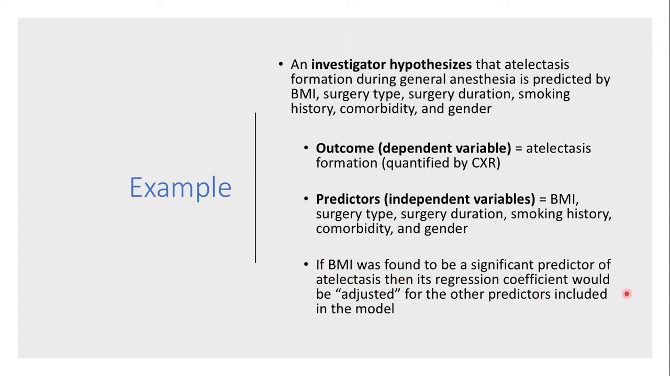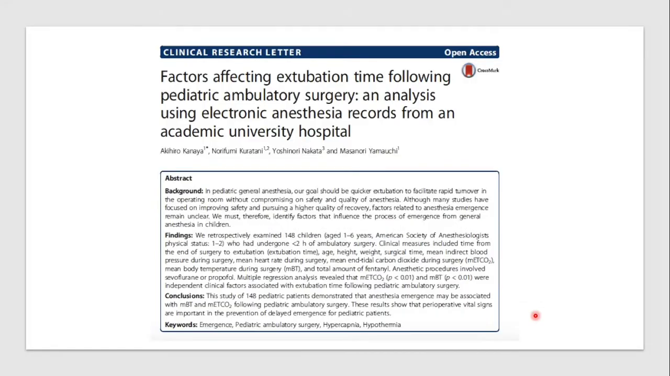And so if BMI was found to be a significant predictor, then its regression coefficient would be adjusted for the other predictors that were included in the model. It's an important concept to understand. All right. I included this paper in your readings this week that you can refer to, and we're going to go over it for the next few slides.